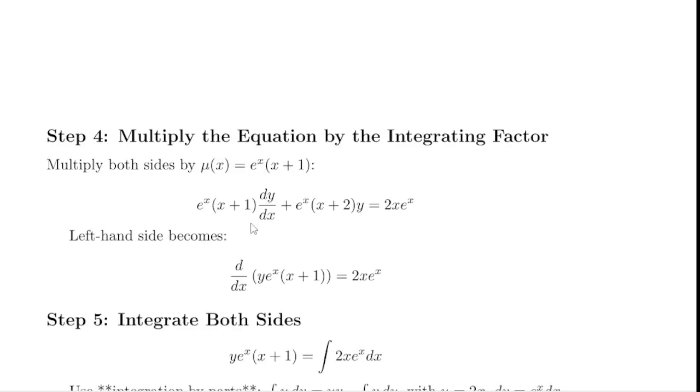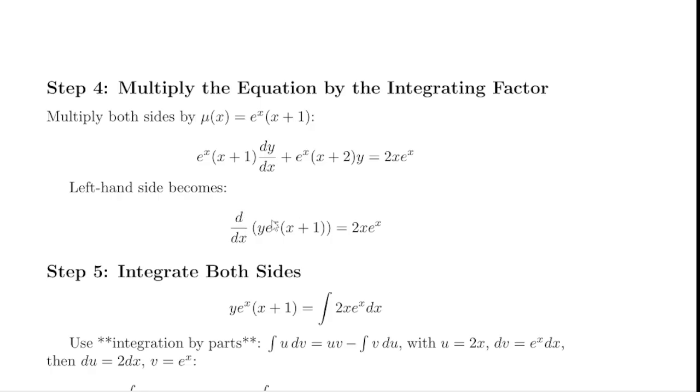So we end up with e to the x times x plus 1 dy over dx plus e to the x times x plus 2 y equals 2x e to the x. And the left side is just a derivative of y times e to the x times x plus 1. So we could just write it as a derivative of that.